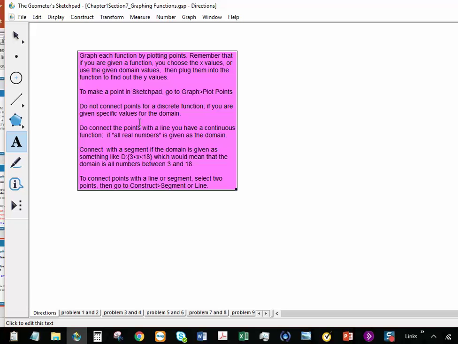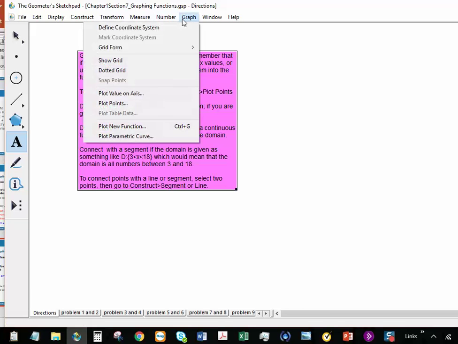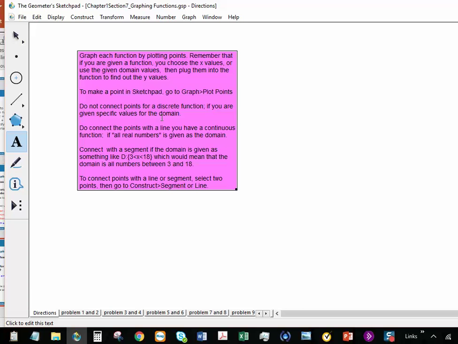All right, so our directions are to graph each function by plotting points. You see there's some tabs down here, and I clicked on directions. When you're given a function, you choose the x values or use the given domain values, then plug them into the function to find the y values. To make a point in Sketchpad, go to Graph, and then go to Plot Points. Do not connect the points if it's discrete, if you're given specific values for the domain. Do connect the points if it's continuous, if you have all real numbers as the domain.